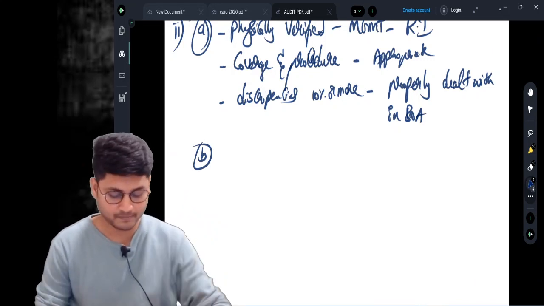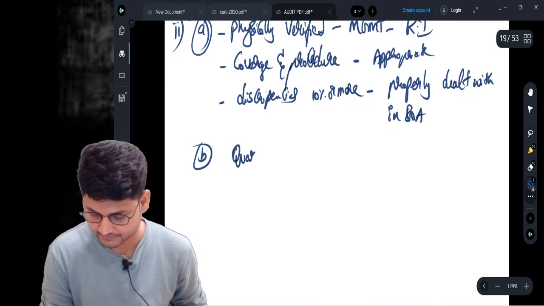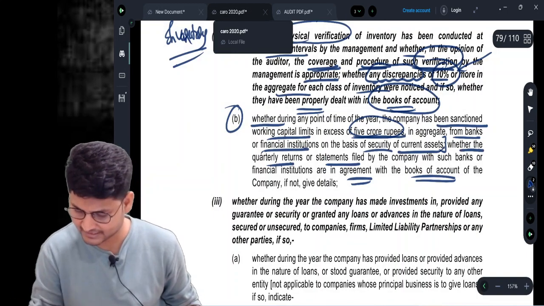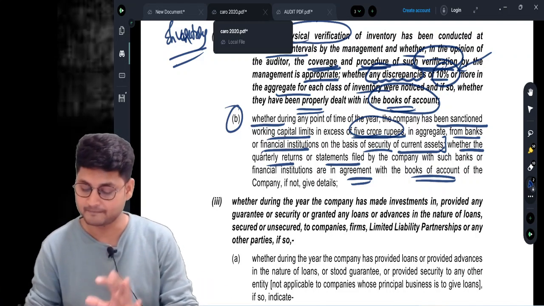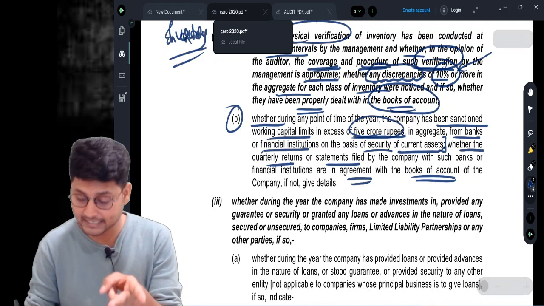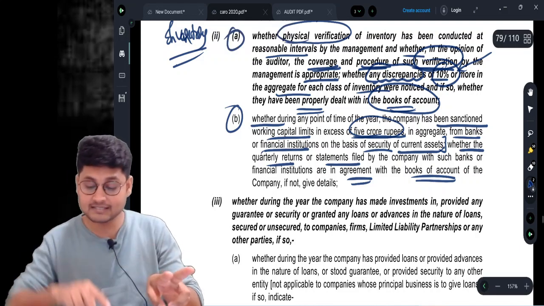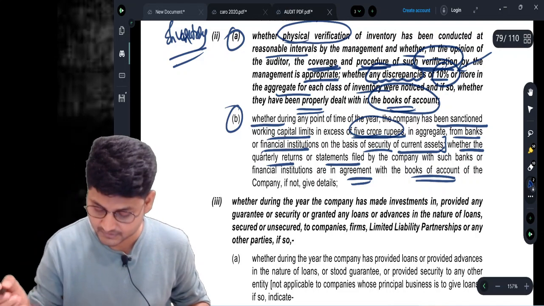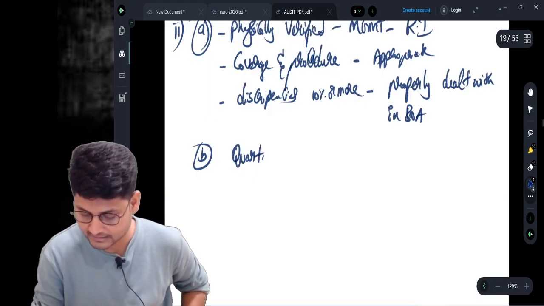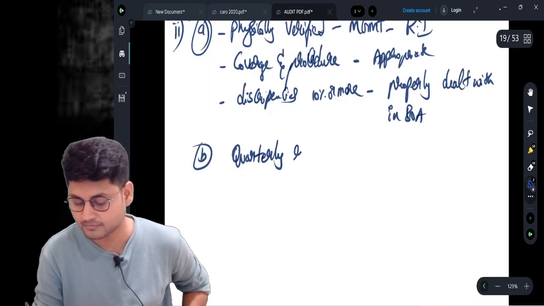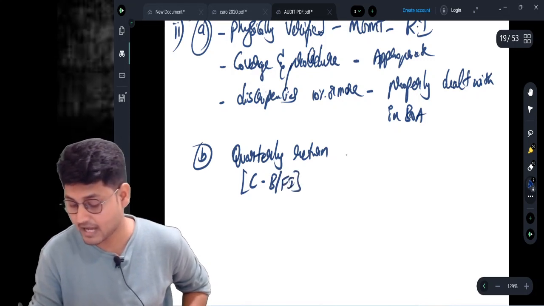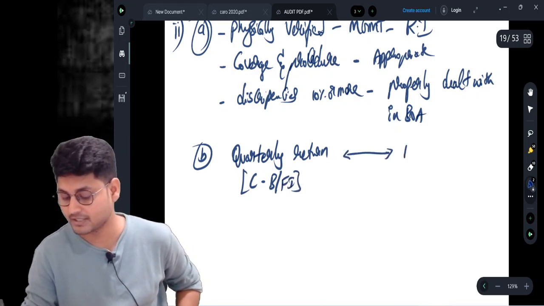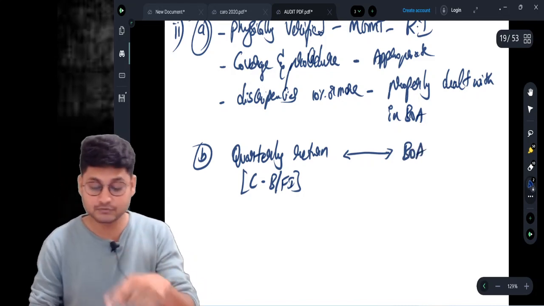See here, what is written? Whether the quarterly returns or statements filed by the company with such banks or financial institutions are in agreement. This is what we need to report. Quarterly returns are in agreement with books of accounts. So quarterly returns filed by whom? Filed by the company to banks or financial institutions, are in agreement with what? Books of accounts. That is what you need to report.